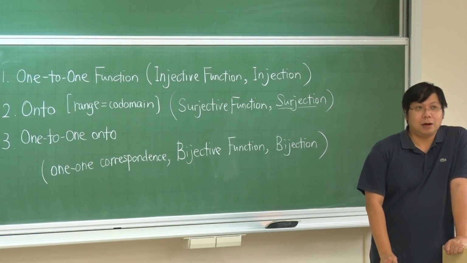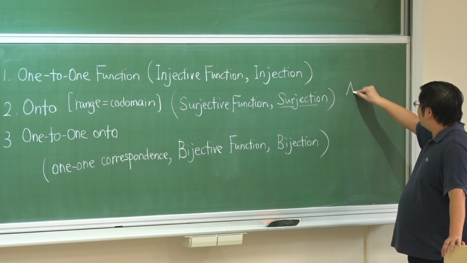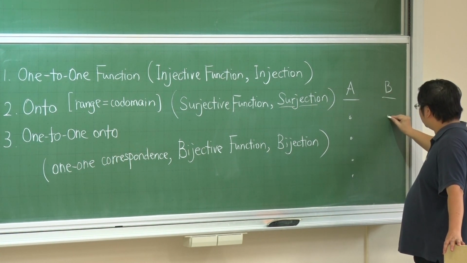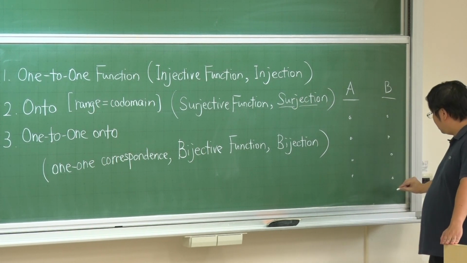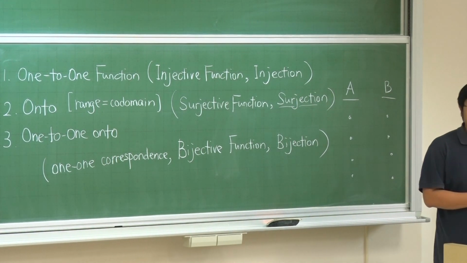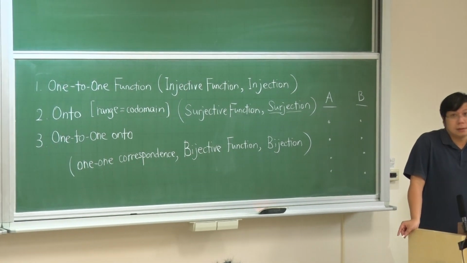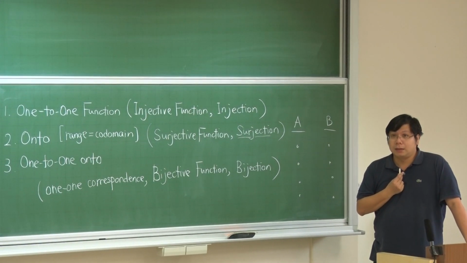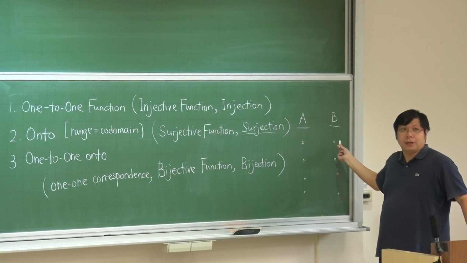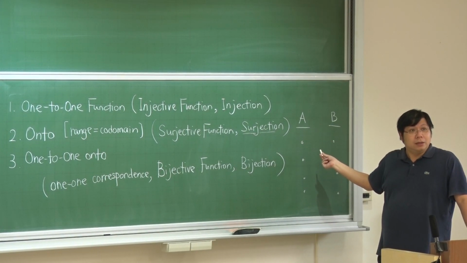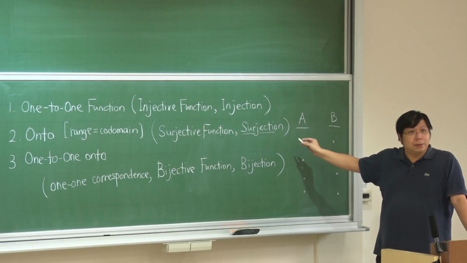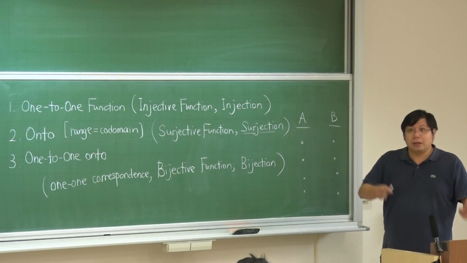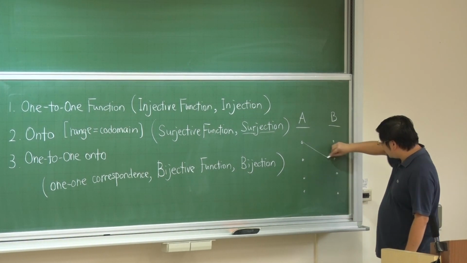Now when there is a one-to-one correspondence, let's say there is a set A and a set B, and there are some items in A and some items in B. Then what do we know? We know that the cardinality of A has to be the same as the cardinality of B. You cannot have more things in A than B, because in that case you cannot have one-to-one. You cannot have more things in B than A, because in that case it cannot be onto. So they must have exactly the same number of things.